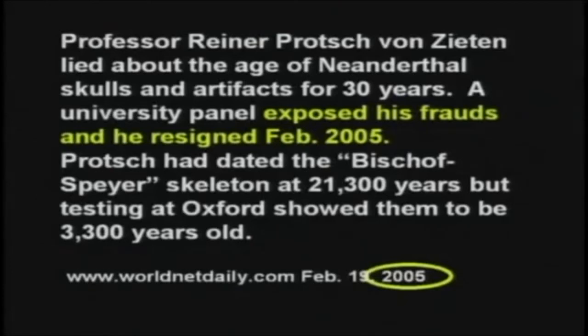Professor Reiner Protsch von Zieten resigned from his professorship in February of 2005 because he'd been lying about carbon dating for years. His frauds were exposed in February of 2005. He had dated the Bischoff spire skeleton at 21,300 years old, but when they tested it at Oxford, they said it's only 3,300 years old.